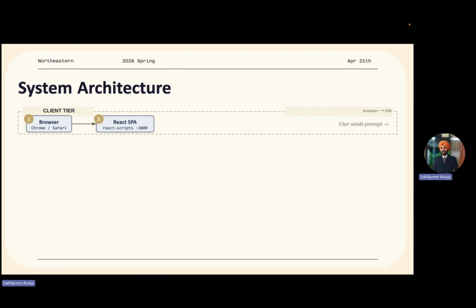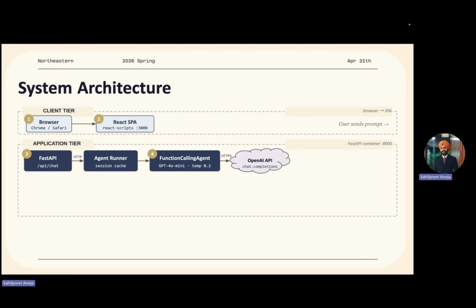When they type a message, it gets sent as a regular HTTP post to our backend. The backend is a FastAPI service running in a Docker container. FastAPI takes the request and hands it to our agent runner. The agent runner is the brain. It's built on the LlamaIndex framework, and under the hood, it's calling OpenAI's GPT-4o mini model.